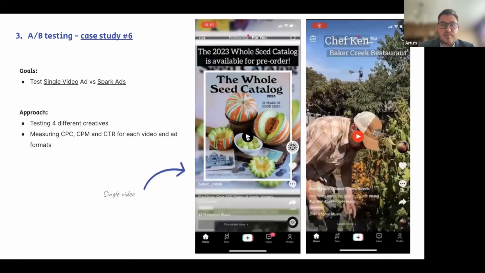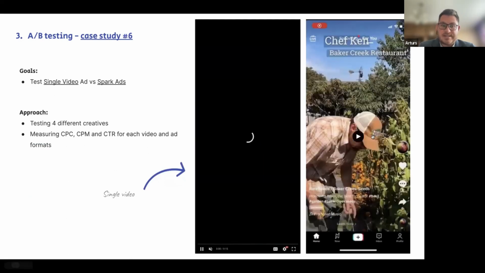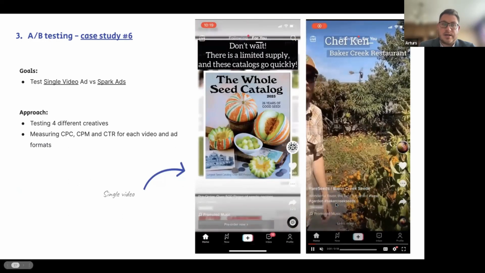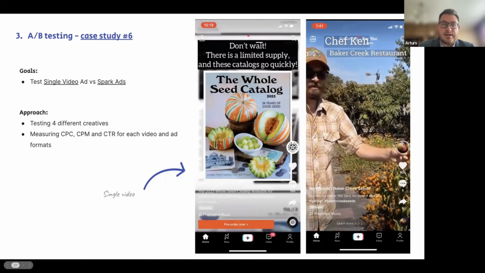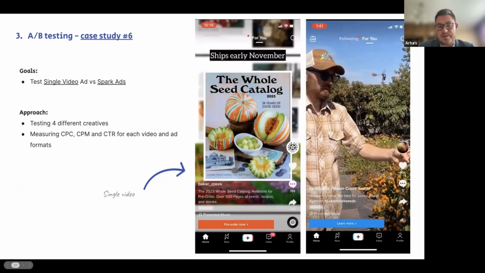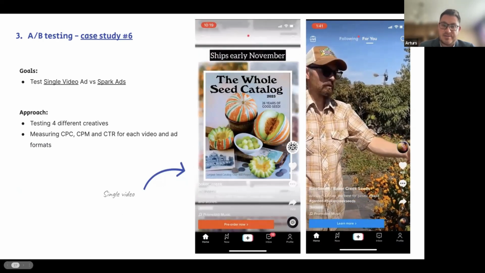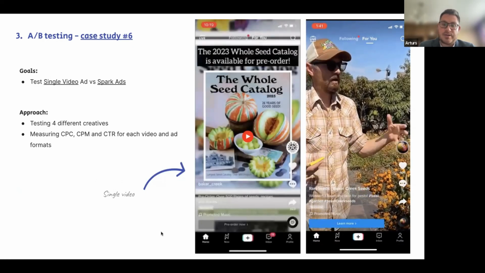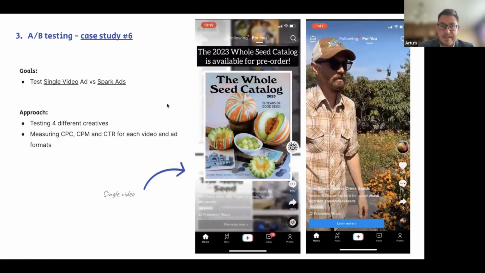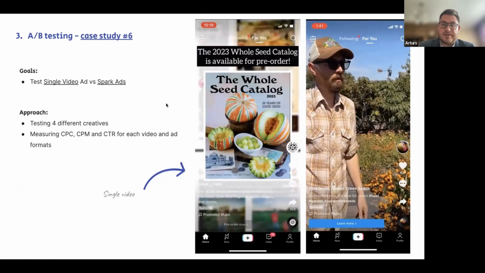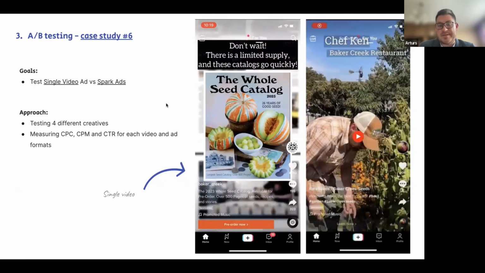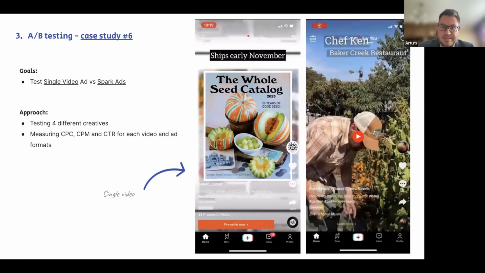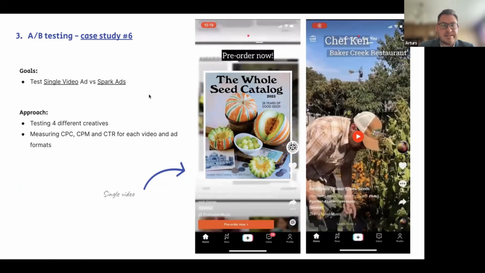Next test was with TikTok ads. We tested single video ads and Spark ads. Shortly, single video ads are a standard ad format where you can upload your video, and for Spark ads, you need to have your TikTok profile, and you can use your organic videos. We tested 4 different creatives, measuring CPC, CPM, CTR for each video and format. Next slide, please.